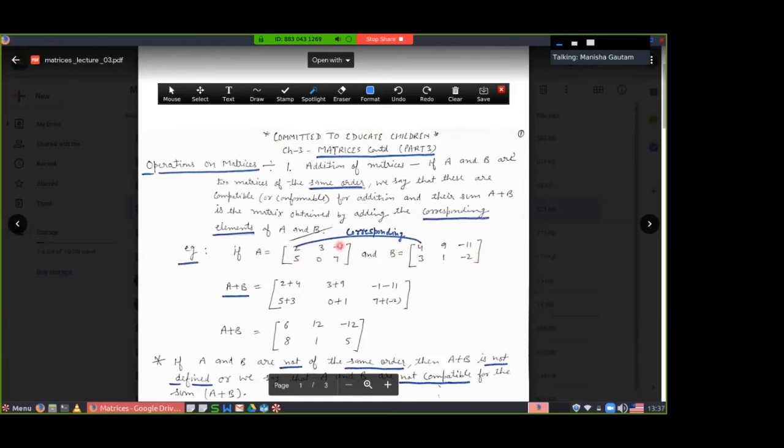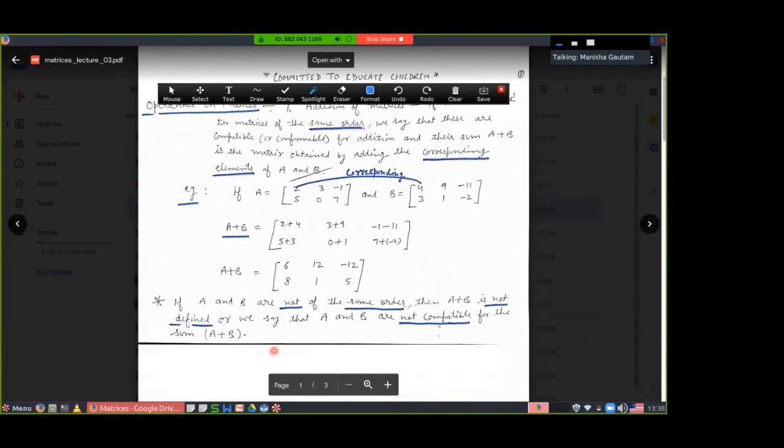Now you are adding these two matrices. It means you are adding the corresponding elements of these matrices. Here I have written 2 plus 4, 3 plus 9. These are the additions of corresponding elements. Minus 1 plus minus 11, 5 plus 3, 0 plus 1, 7 plus minus 2. After simplification, you will get 6, 12, minus 12, 8, 1 and 5. This is the matrix A plus B.